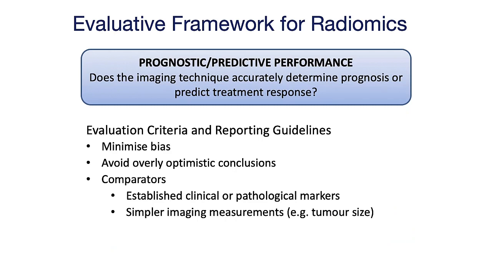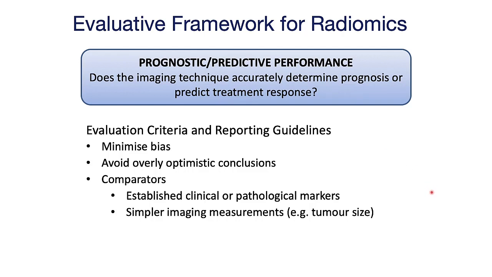So the next stage in the evaluation is to look for prognostic and predictive performance. And this is where most studies have been performed to date. Does the imaging technique accurately determine prognosis or predict treatment response? But it's important to do this in the right way, using consistent evaluation criteria and reporting guidelines to minimize bias and avoid overly optimistic conclusions.